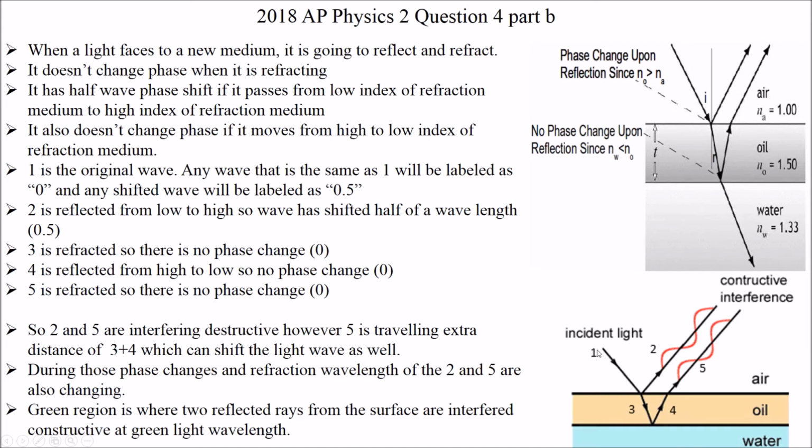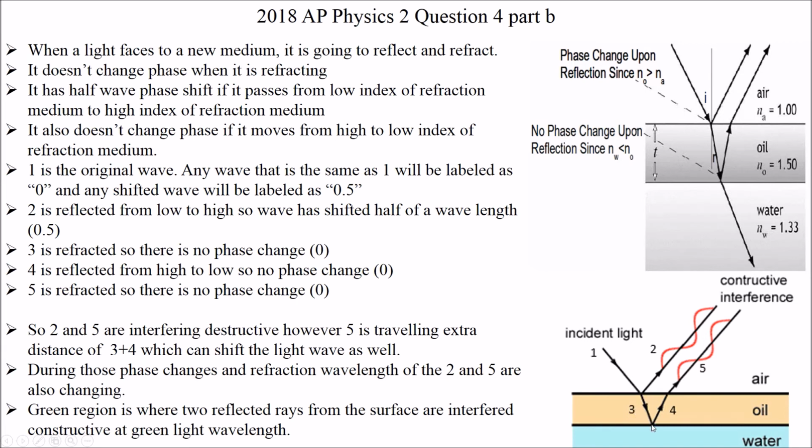So if you think that case, if you go from 1 to 2, the reflected ray is going from air to oil, so it's going from low index to high index. That means it is going to be shifted. So 2 is basically the shifted ray. So 1 to 3, you're just refracting. When you're refracting, your wavelength is actually changing, but the shape of the wave stays the same. So 3 is going to be in phase with 1, but it's going to be shorter wavelength.